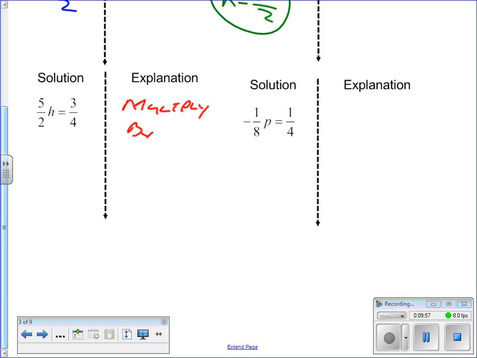Multiply by 2/5, 2/5, 2/5. Cross cancels, I get h equals. And I can reduce this one as well. 2 goes into 2 once, 2 goes into 4 twice. 3 times 1 is 3, 2 times 5 is 10.